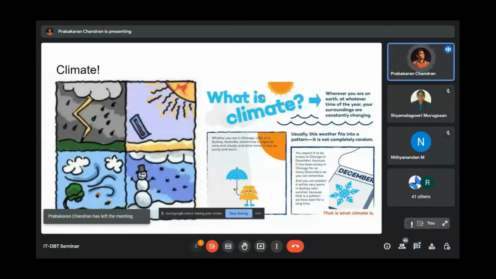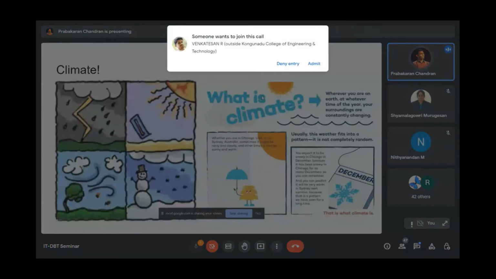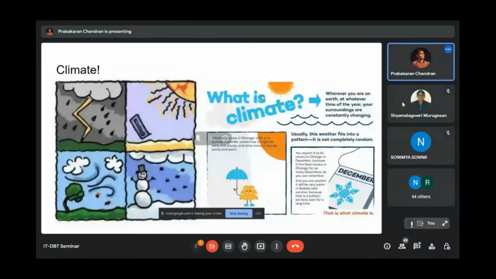Climate is actually... one second. Yeah, cool. So first we need to know what climate is. Climate is nothing but a weather-related measurement for a particular location and a time period. So when I say climate, it is actually time and location bounded. The climate will not be the same for all geographical areas.